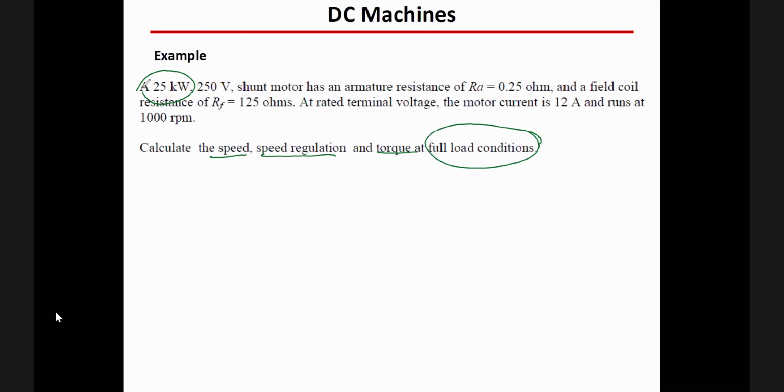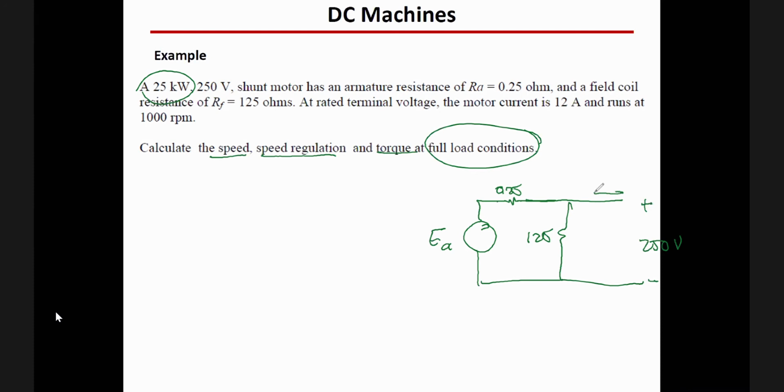Okay, let's draw the equivalent circuit again. If you remember, the current here was 12, right? My question is, if the power here is 25 kilowatt, which is the rated power, how much current might we have here? Applying KCL, 100. Why? Because IL is 25,000 over 250. So it was 12, but at full load it is 100.